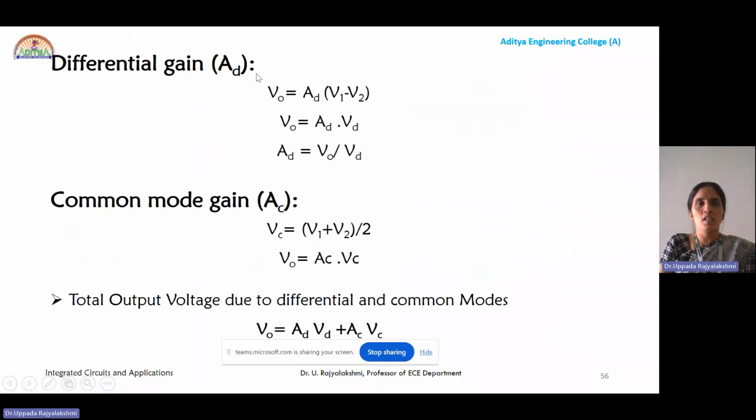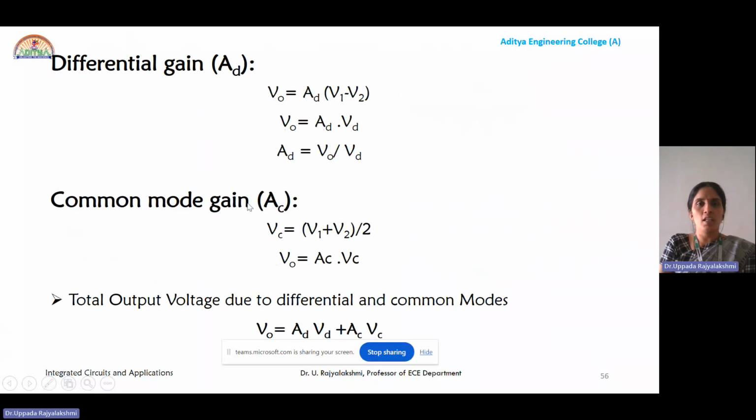So the differential gain is defined as V0, the output voltage under differential mode. V0 is equal to the differential gain AD into V1 minus V2. So V0 is equal to AD into VD, or the differential gain can be written as the output voltage divided by the differential input, which is VD, which is nothing but V1 minus V2.